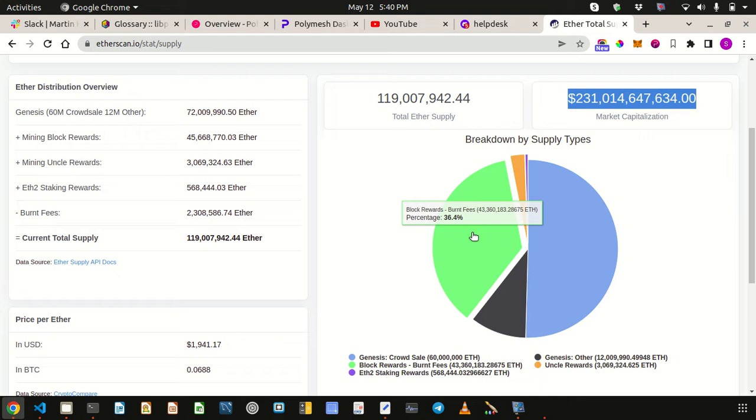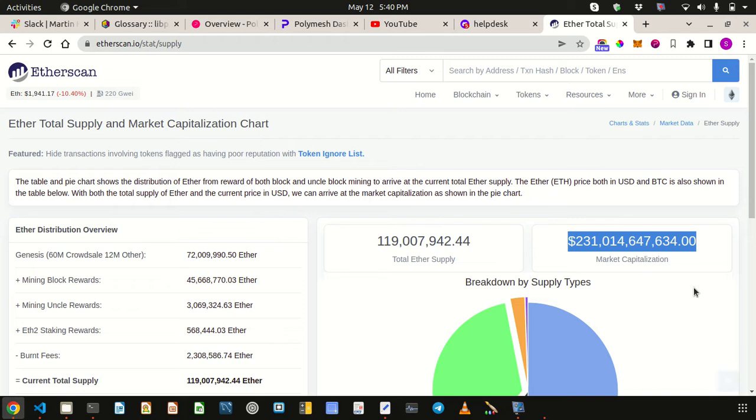So you know that in Ethereum there are miner nodes which are always competing for the new Ethers that are being created into the blockchain by validating the transactions. So you can see that till now 43 million Ethers have been distributed to the miners, which is around 36% of the total Ether supply. So these statistics are always changing with time, and you can come to these pages to get the latest information.